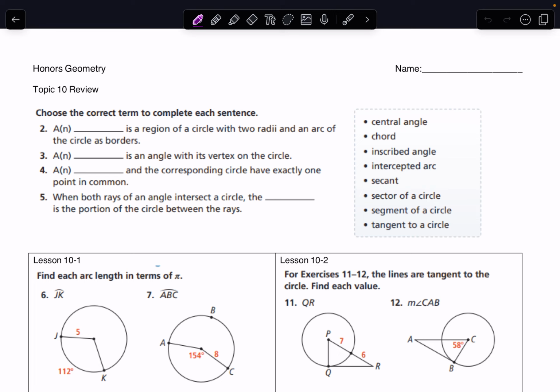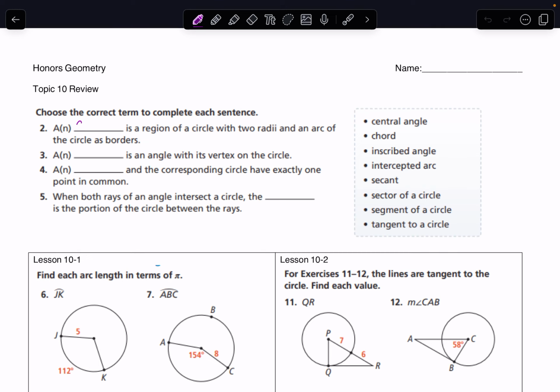So number 2 here, a blank is a region of a circle with 2 radii and an arc of the circle as its borders. That would be a sector of the circle, or a pizza slice, like I like to call it. So sector. The next one, a blank is an angle with its vertex on the circle. That would be an inscribed angle.